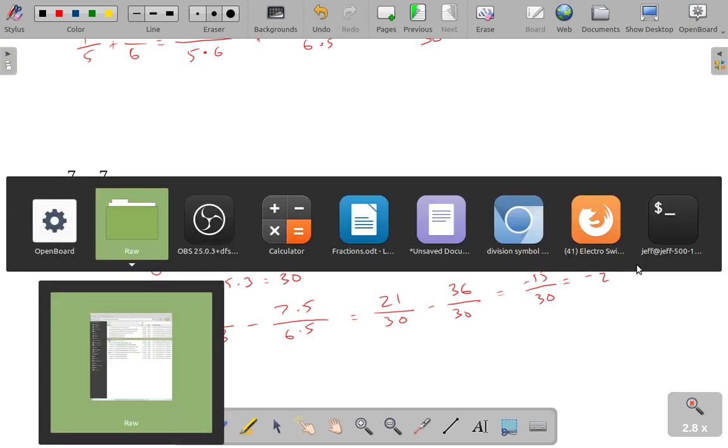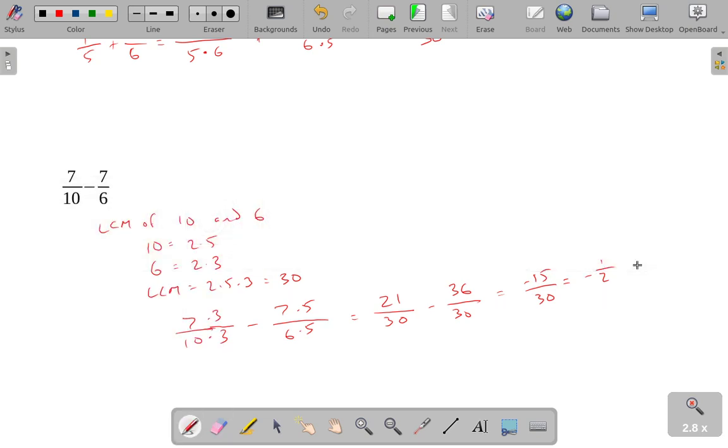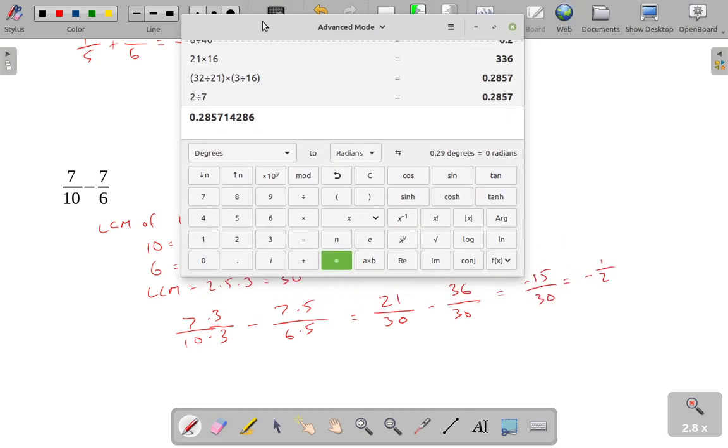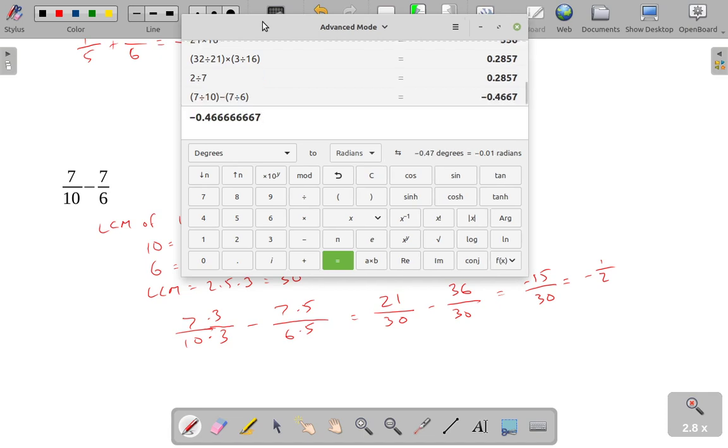It might be a good idea to check this on the calculator. Again, how you check on the calculator is you just plug it in. I'll do 7 divided by 10 minus, parentheses, 7 divided by 6. We end up with something other than what I got here. So that means I made a mistake. This is why we check.